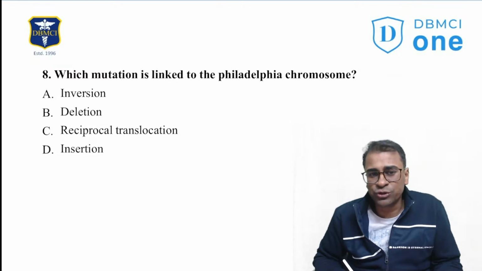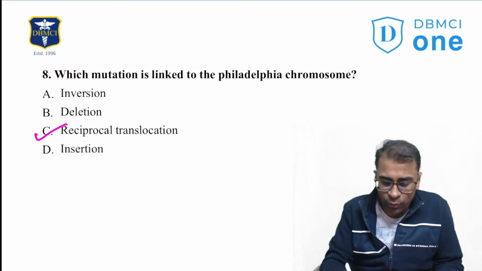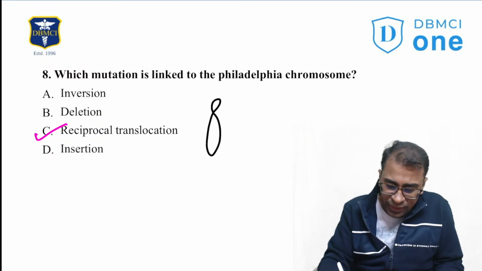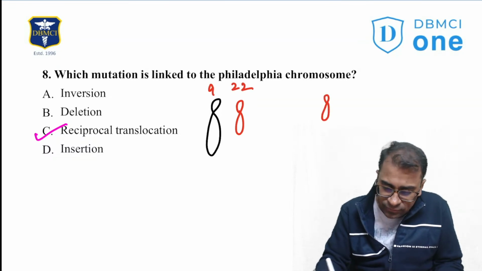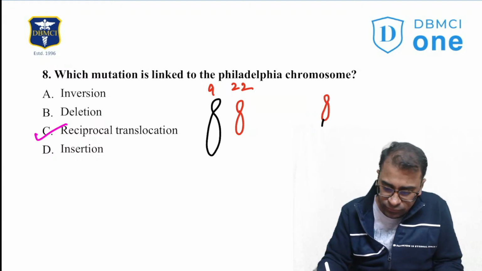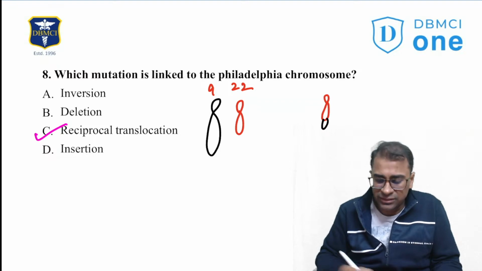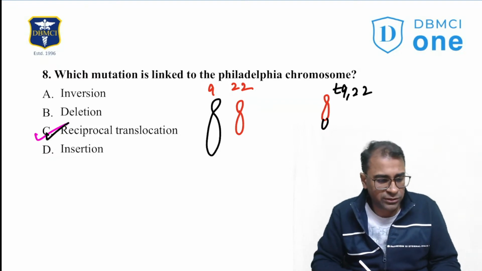Mutation to the Philadelphia chromosome. What has happened? Yes, it should be a reciprocal translocation. What has happened? Chromosome 9 and 22nd. What has happened? 9th and 22nd. So on the 22nd, the 9th one has joined, like this. Okay? That's the 9;22. We call it translocation. Reciprocal translocation.